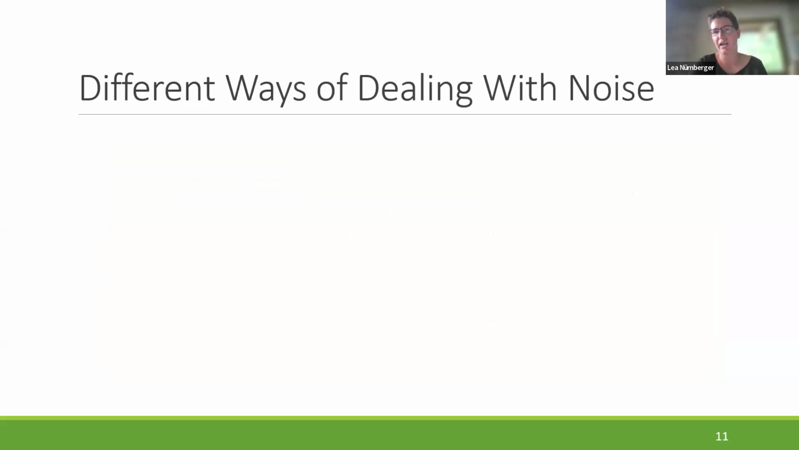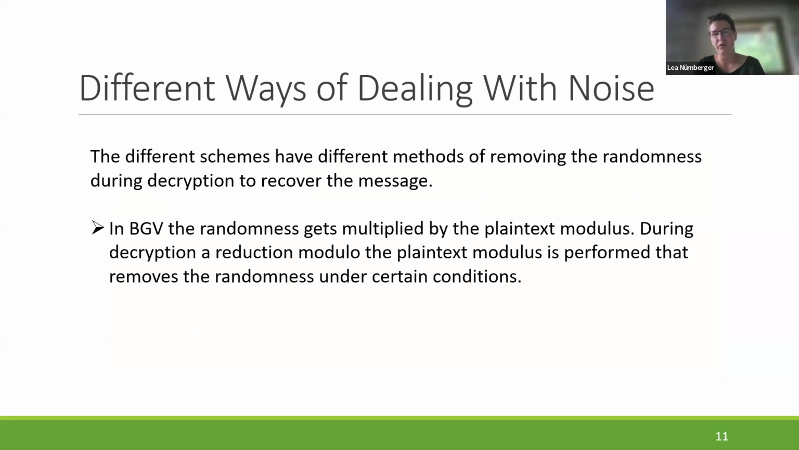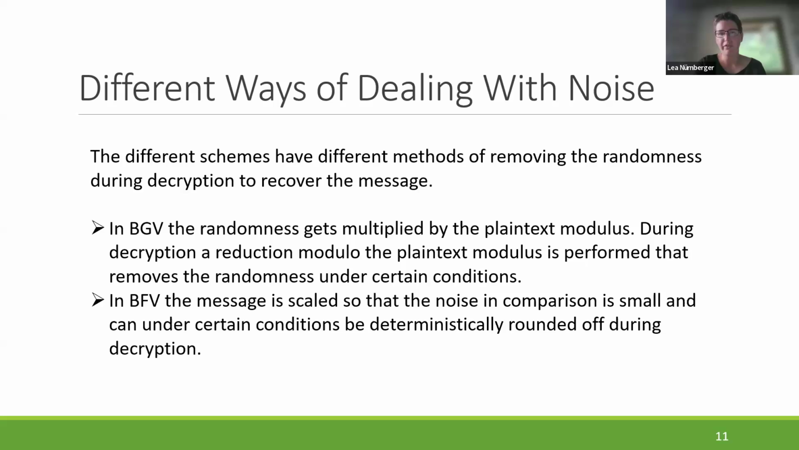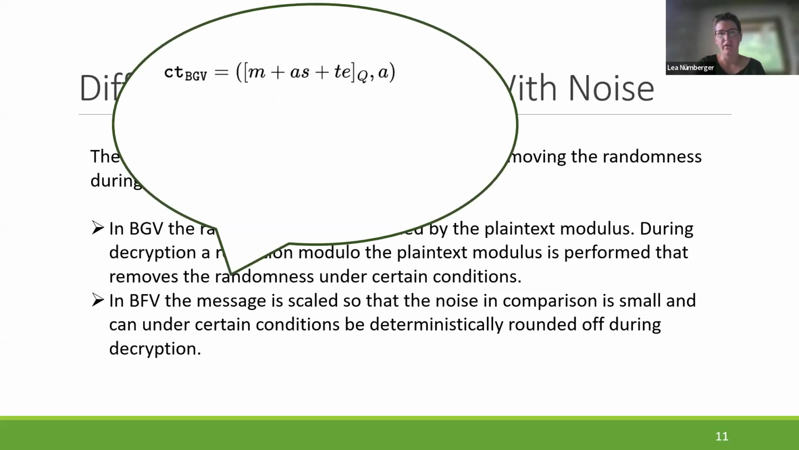So since this problem with the noise has been around since the very first FHE scheme, of course, there are different ways of dealing with the noise in FHE. So, for example, in BGV, the randomness that gets added, this E, gets multiplied by the plaintext modulus, and then during decryption, a modular operation modulo the plaintext modulus is performed, and the noise gets removed. In BFV, the messages are scaled so that the noise in comparison is fairly small, and then during decryption can be rounded off deterministically.